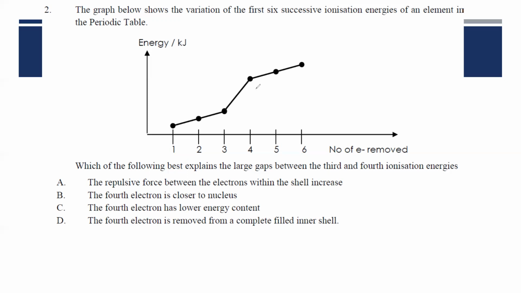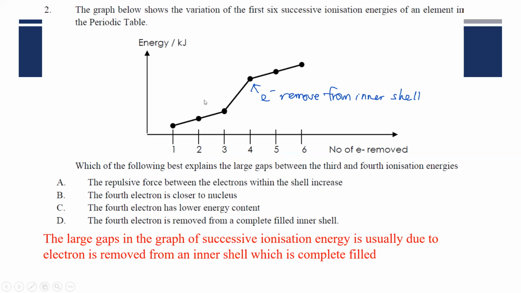So in here, the electron is removed from the inner shell, which has an octet configuration, and that is the reason why it needs a higher energy to remove it. Okay, so the best answer in here will be D. Okay, so that is how you solve question number 2.